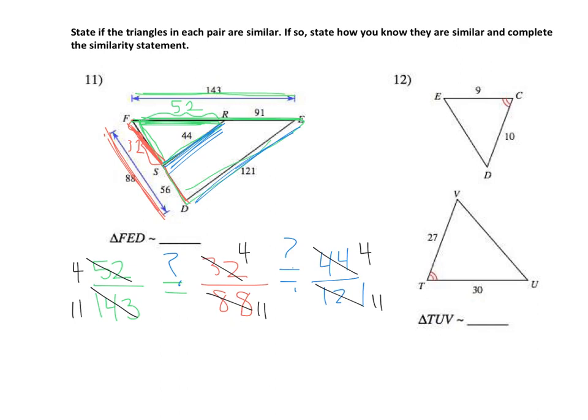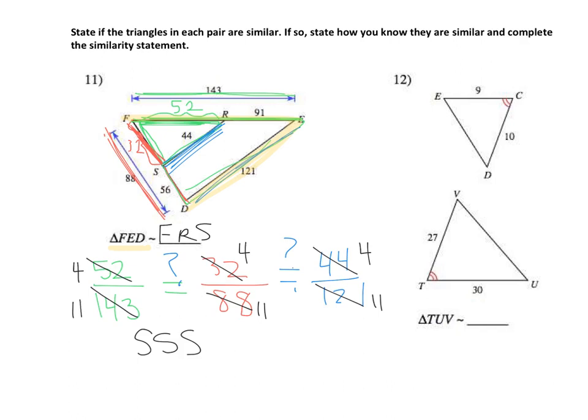Okay, so they are similar because we have 3 proportional ratios, and this means that we're using side-side-side as our shortcut. And to put it in order, we're going F, E, D here. That's the bigger triangle on the outside, which means that we would do F, R, S to match up with that.